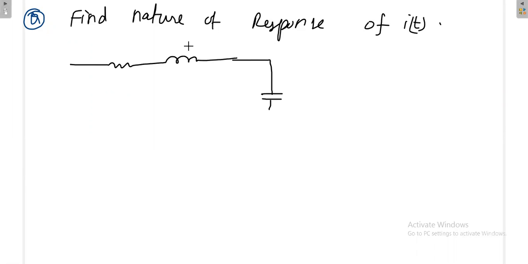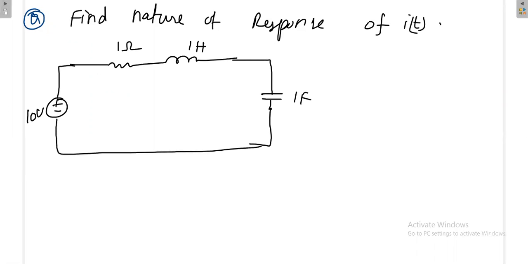The circuit has 1 ohm, 1 Henry, 1 Farad with a 10 volt source. Suddenly at t equals 0, they are closing the switch like this, in such a way that they are disconnecting the source. That means before t equals 0, this RLC is connected with the 10 volt voltage source.